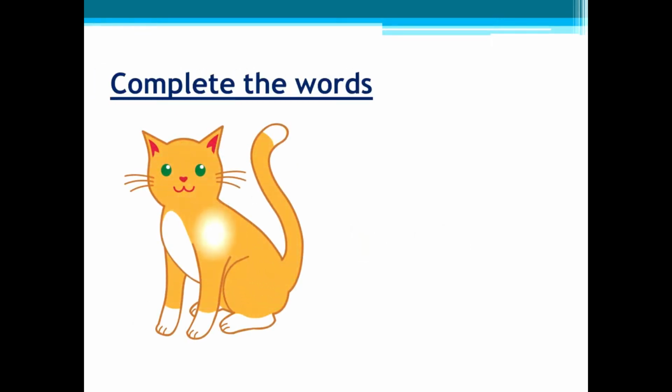Next picture. Yes, it is a cat. So K, A, T. Now which sound is missing? A. A means A. So I will write A. So K, A, T, cat.